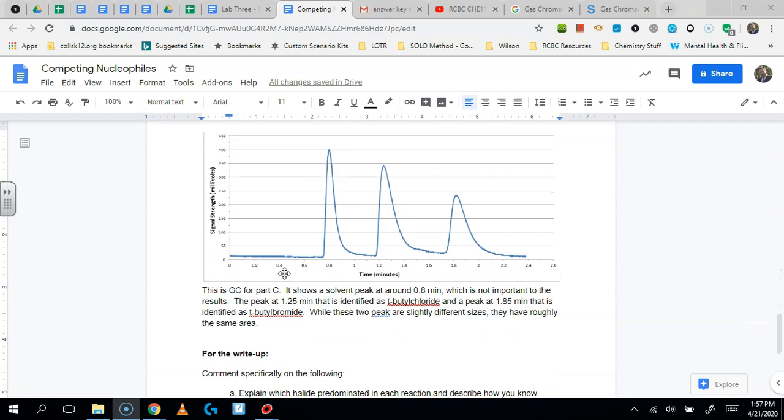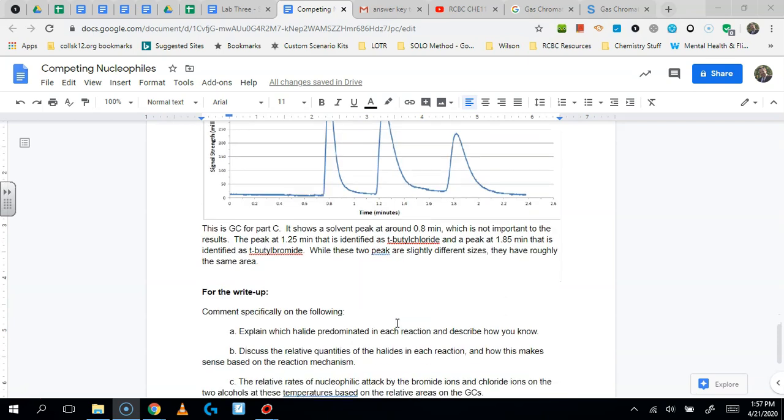For part C here, you have another GC where you have a solvent peak here, and then you have, again, the t-butyl chloride and then the t-butyl bromide. Notice there's a huge difference between the two GCs. These peaks, as I tried to indicate here, while they're slightly different shapes, have a similar area underneath the peaks. So this again gives you hints about the nucleophilicity, or how nucleophilic the chloride is compared to the bromide in terms of the reaction.